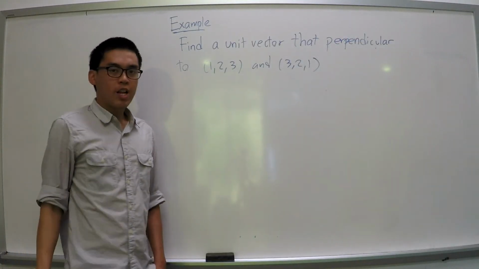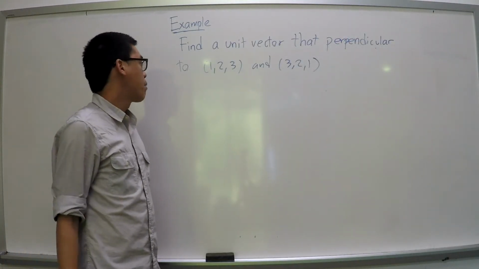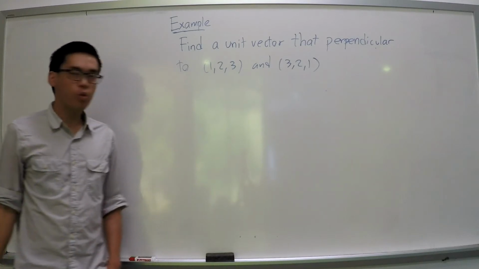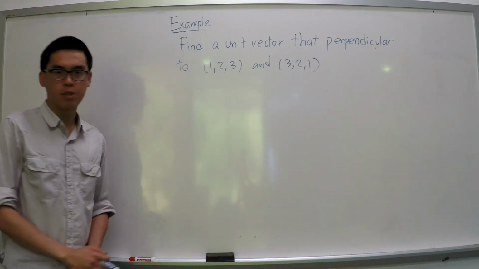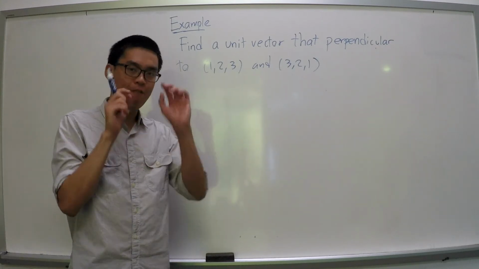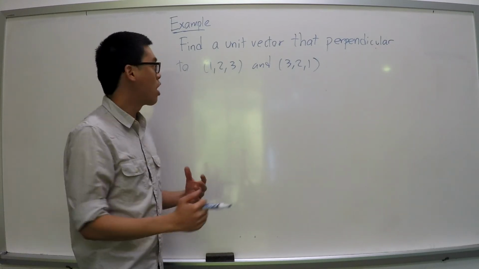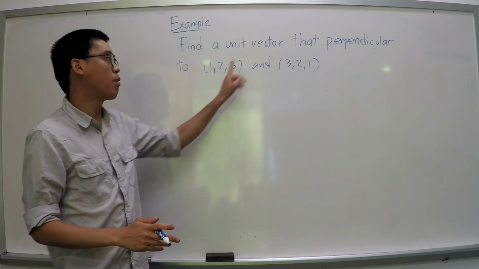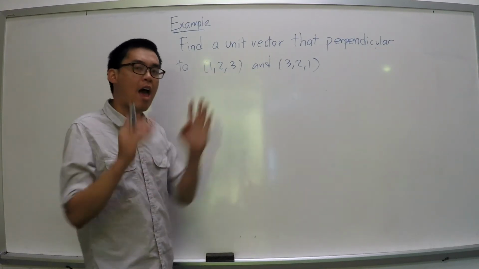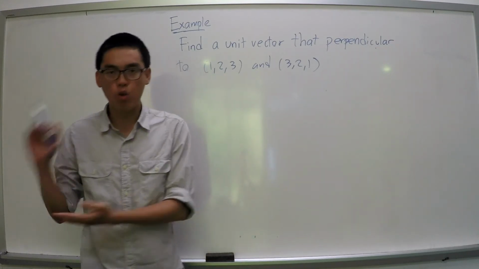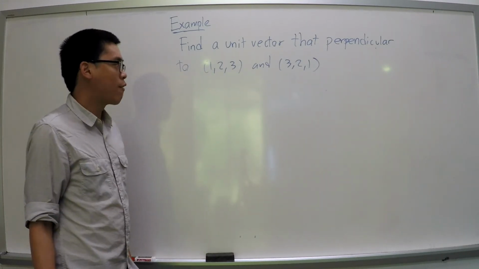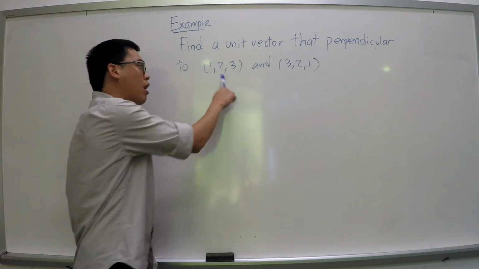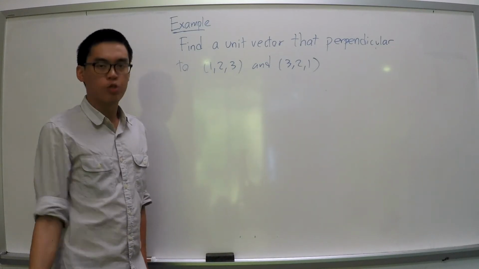Alright, so one question that can be asked is: find a unit vector that's perpendicular to 1, 2, 3 and 3, 2, 1. This kind of question consists of two steps. First, we will be finding a vector, not necessarily a unit vector, but it has to be perpendicular to these two. And from that, we're going to find a unit vector based on the first vector defined. If you want to find any vector that's perpendicular to these two, you just do the cross product.